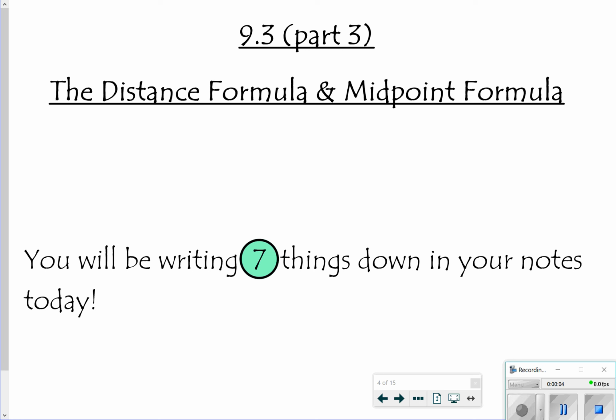Today we're going to be looking at Lesson 9.3, Part 3, the distance formula and midpoint formula. We're going to look for 7 things to write down in our notes. Let's go ahead and get started.